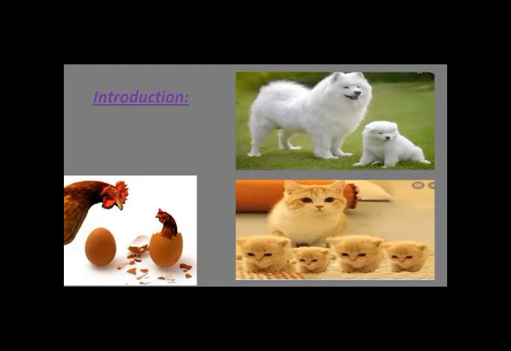Got it? So it means the life cycle of an animal is all the stages in its life. You can see here all the stages. Egg, then chick comes out, then it becomes a hen, then again the hen lays eggs. So all these stages are called a life cycle. Okay, beta? Got it?